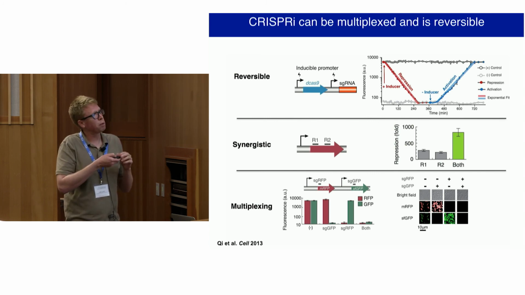We can multiplex these systems in both prokaryotes and eukaryotes, so we can get additive effects on transcription in E. coli if you target two guides to a gene.